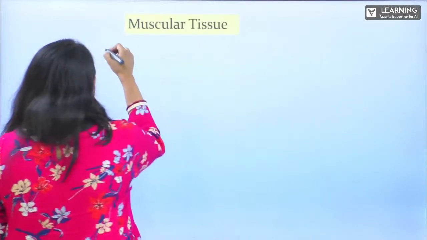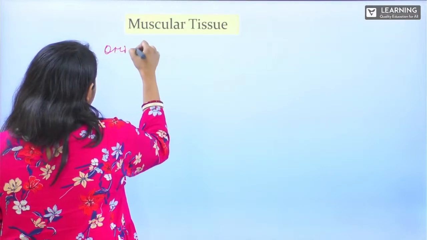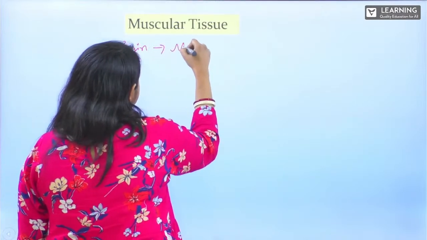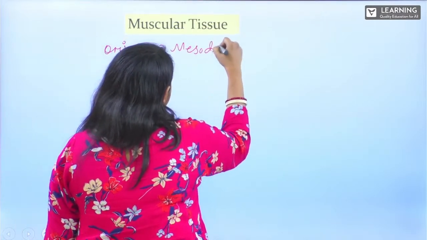So what is the origin? The origin of muscular tissue is mesoderm.